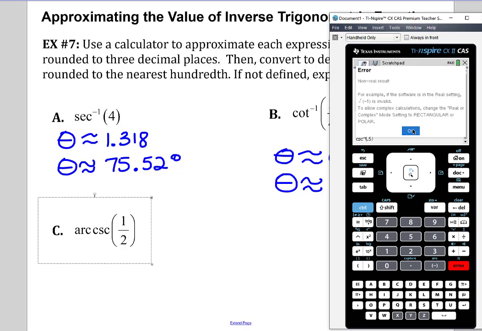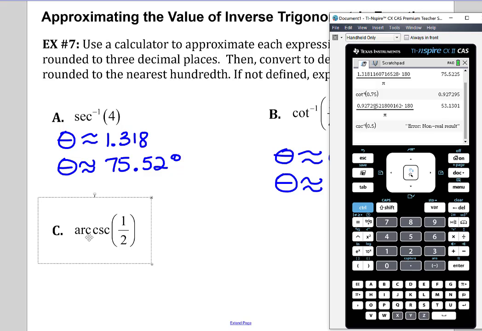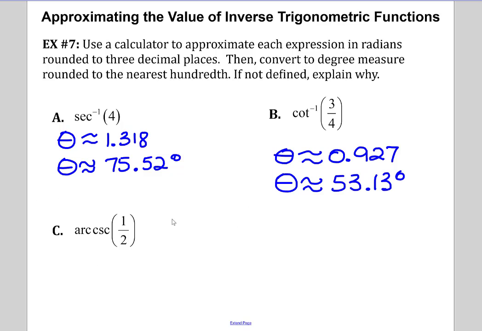And yes, not a real result. And the reason is that this is undefined because the domain for cosecant doesn't include those values. It doesn't contain a half. This is undefined or not real. And we want to be able to explain, because it says explain why.